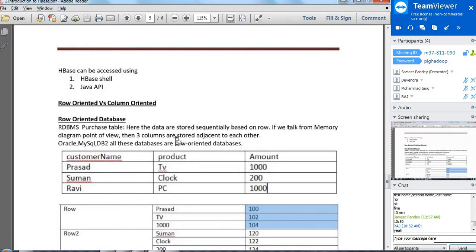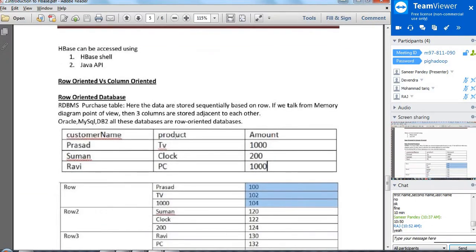Okay, guys. First, read out what it is saying. RDBMS. This is a purchase table that we have. In a purchase table, how many columns are there? Customer name, product, and the amount. Here, the data is stored sequentially based on row. Row-wise data is getting stored.